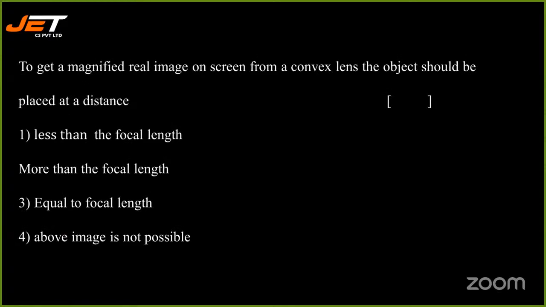But to get a magnified real image on a screen from a convex lens, the object should be placed at a distance of what? These questions come from the ray diagrams, wherein you will have to remember the nature of the object, based on the nature of the object.